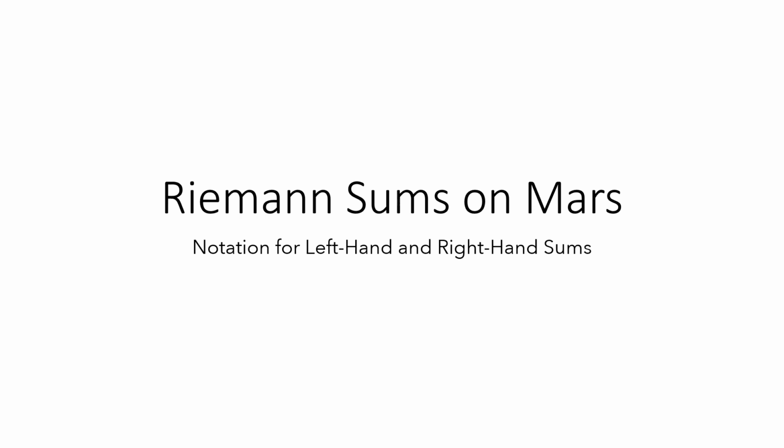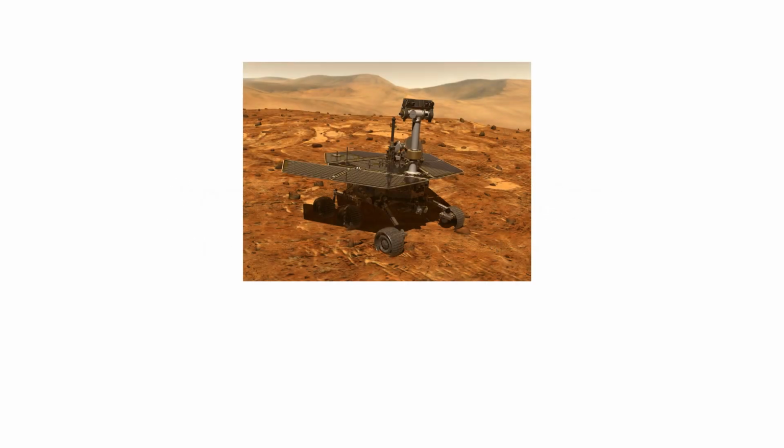In this video, I'll show you how to use notation to help you think about Riemann sums using the context of a Mars rover. The Opportunity Mars rover is powered by solar cells to move around the surface of Mars. The rover is currently moving along a 100-kilometer path. As it travels, the rover kicks up dust, which accumulates on its solar cells.